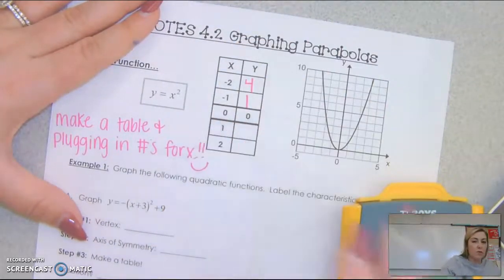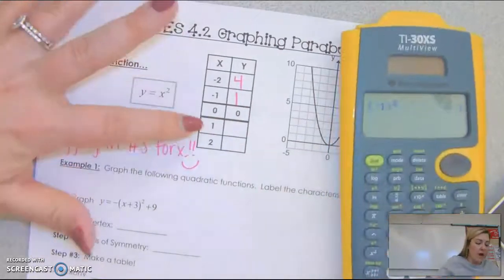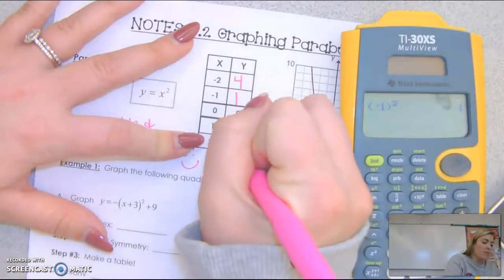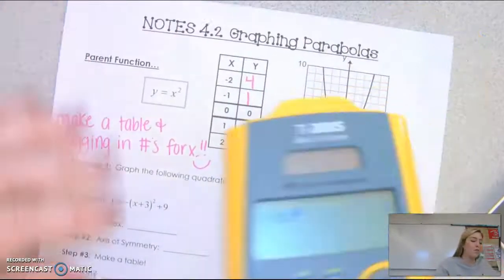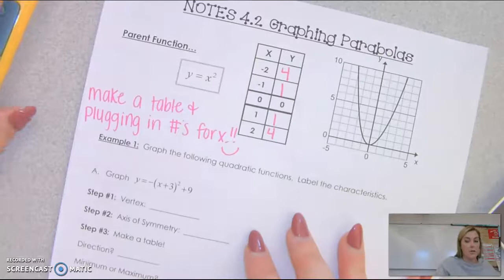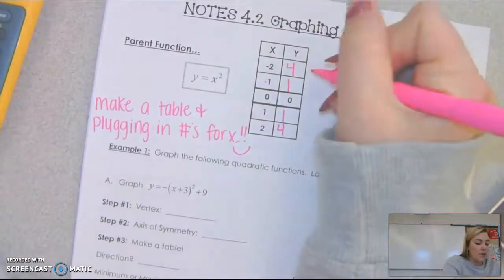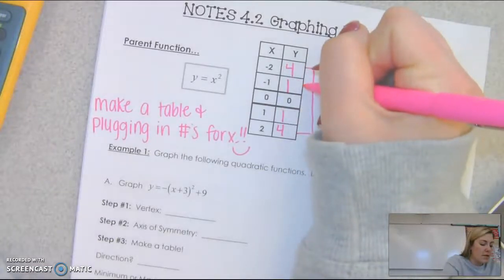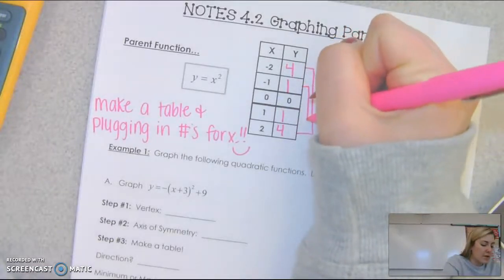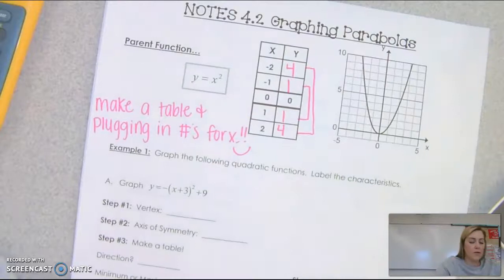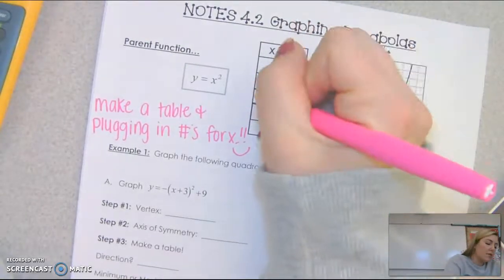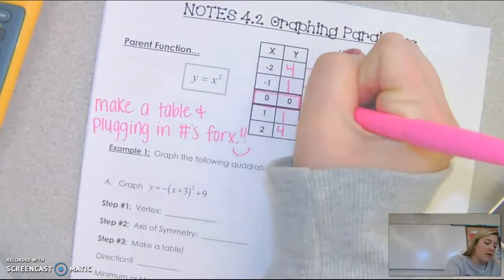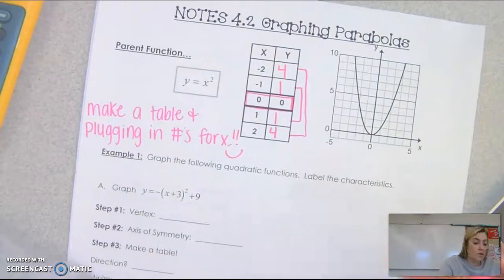My middle term is 0, and 0 is already there for me. And then I already know that 1 squared is 1, and 2 squared is 4. If you didn't know that, all you have to do is plug it into your calculator. If you notice, my first and last term are the same, and my second term and my fourth term are the same. And this middle term right here, 0, 0, that's going to be my vertex. That middle term is always going to be your vertex.